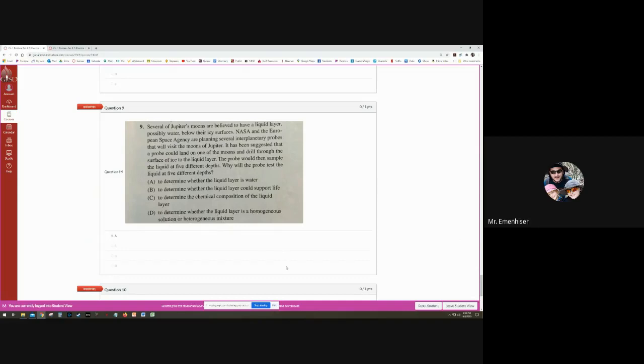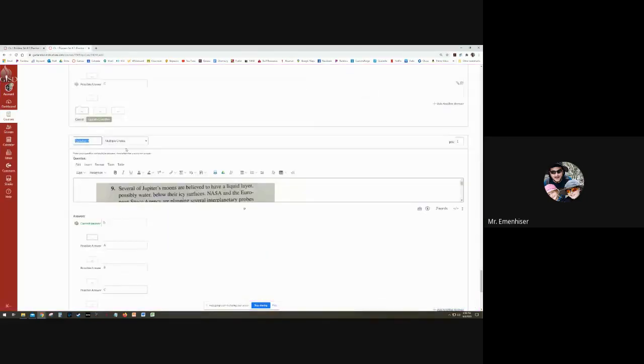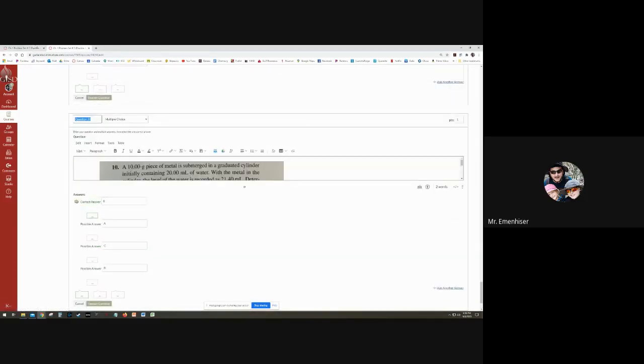So if we drill at different depths, we can see if it's still just one layer or if there are different layers lower. So maybe lower in the surface, maybe there are different substances buried there. So we might find water ice buried there. And if we find water ice, then we might find life. So that's kind of cool. Number 10 is B.